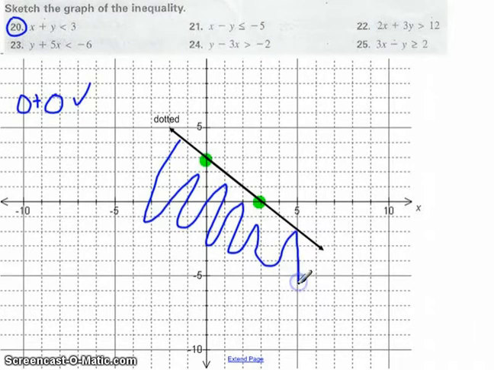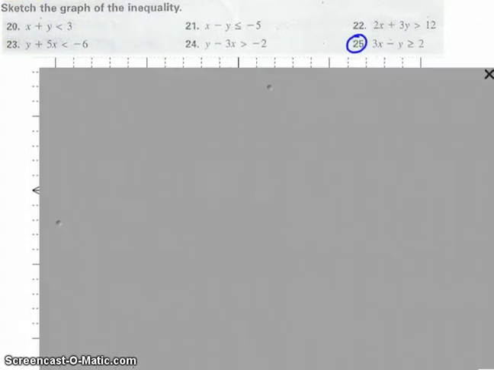And a drawing as simple as that would be perfectly satisfactory in answer to this question. Sketch the graph of number 20. Done. Let's move on to another example. Okay, in this case we're looking at 25 here.